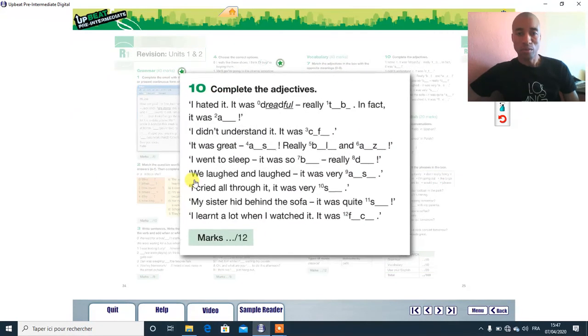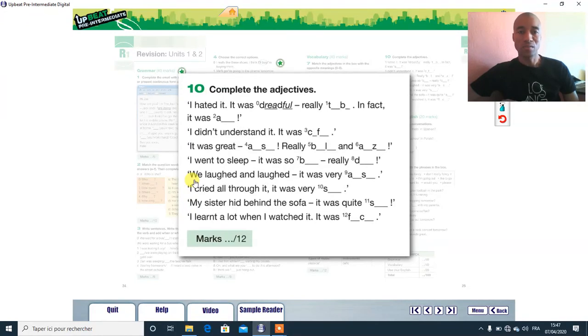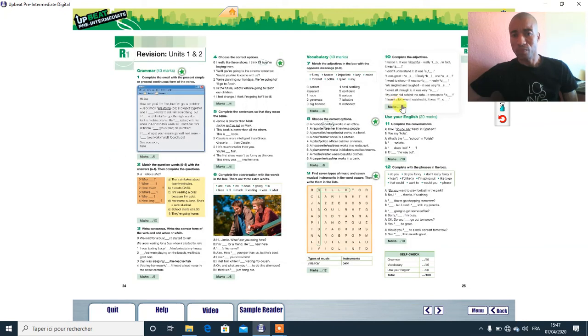Right, so here we go to 10, the adjectives. We will deal again with adjectives. Complete the adjectives. So I hated it. It was dreadful, really, okay? And you complete the adjectives. I think that we have seen all these adjectives, right? So all you have to do is to go back to the lesson so that you can find them correctly. All right, so that's it.